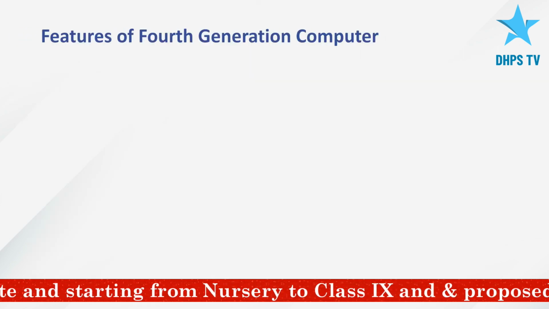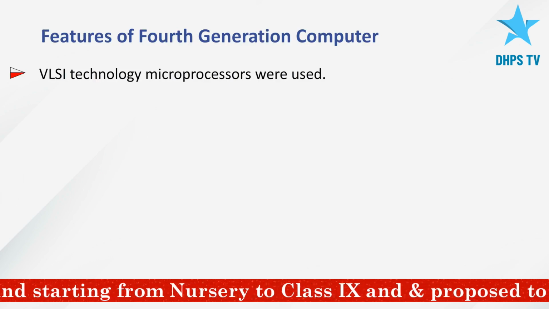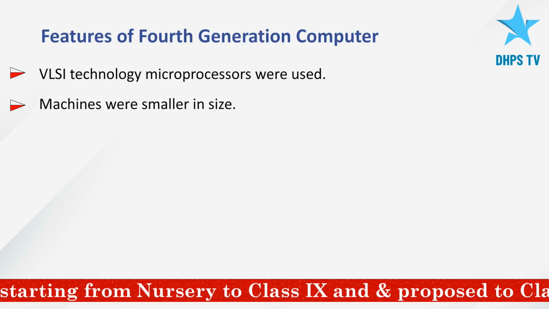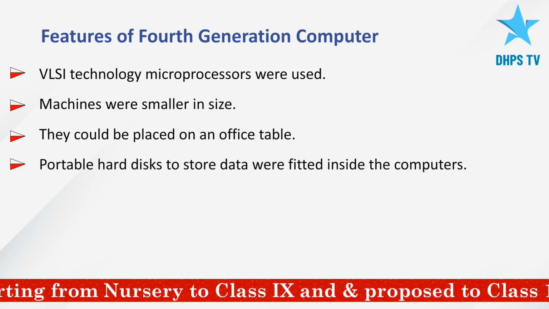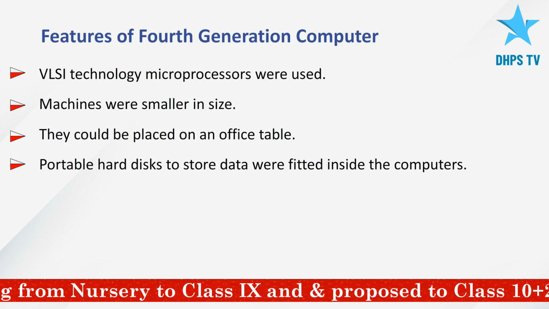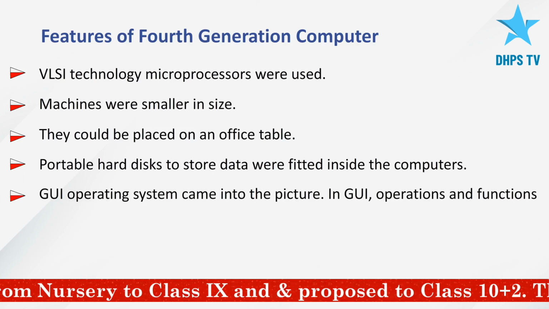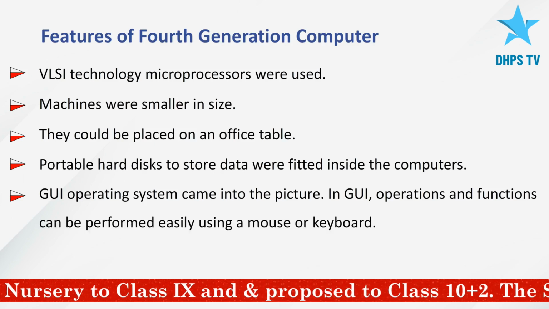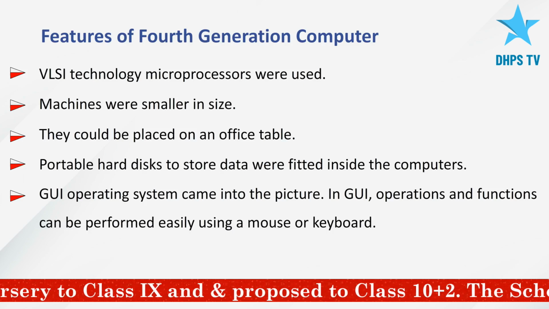Features of fourth-generation computers. VLSI technology microprocessors were used. Machines were smaller in size. They could be placed on an office table. Portable hard disks to store data were fitted inside the computers. GUI operating systems came into the picture. In GUI, operations and functions can be performed easily using a mouse or keyboard.